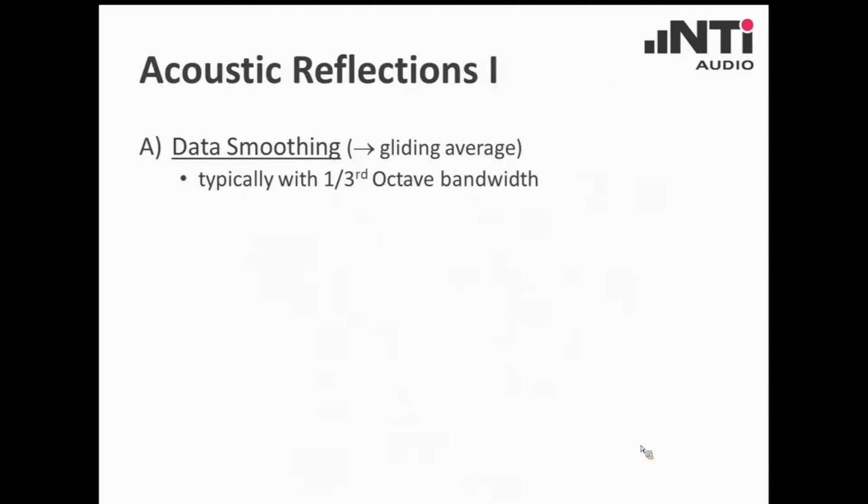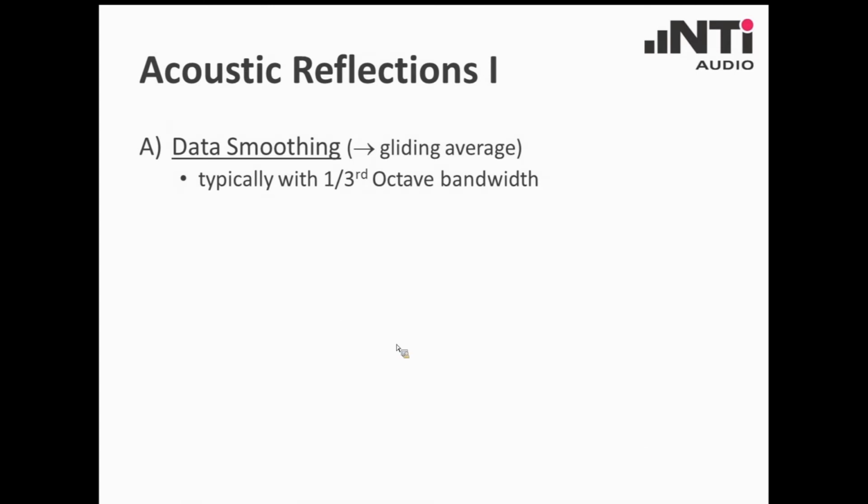Now let's talk a little bit about acoustic testing. As soon as you set up a test in an acoustic chamber, you will most probably face the effect from reflections. How do we deal with that? What can we do against that? Well, one approach is that you smoothen the acquired results. Smoothing means you apply a so-called gliding average. And in practice, this gliding average is typically calculated with a bandwidth of 1/3 octave.